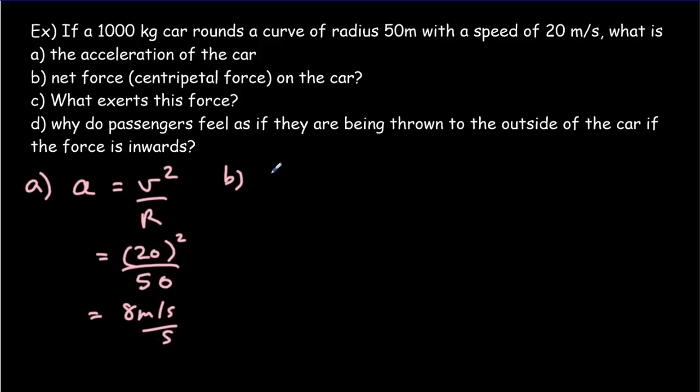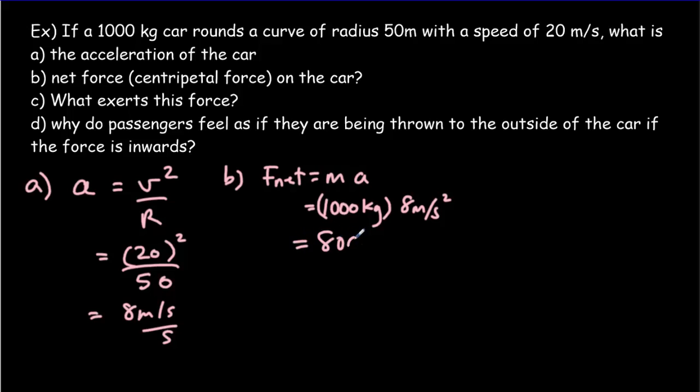Part B, the net force. Well, that's easy because I just take my mass and multiply it by my centripetal acceleration. So that's going to be 1,000 kilograms times 8 meters per second squared, or 8,000 newtons would be the force of friction acting on that car. Part C, what exerts this force? We talked about this earlier. It's the pavement on the tires.